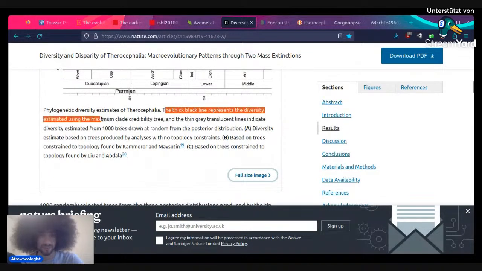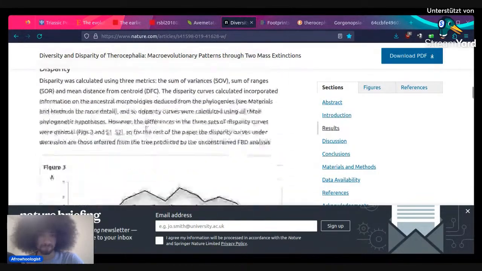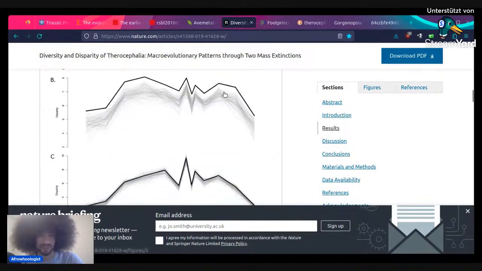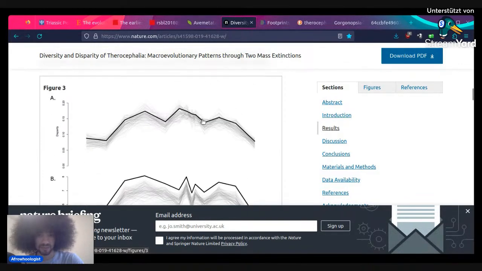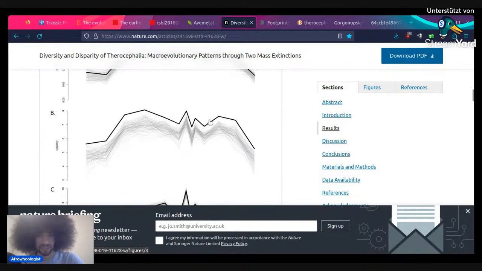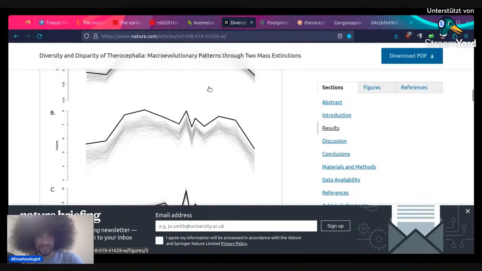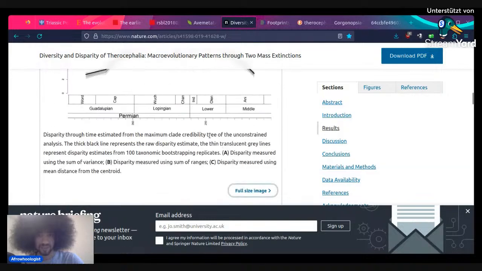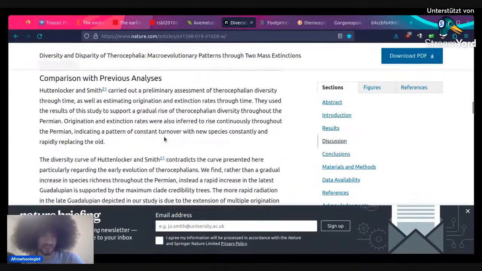Thin black line represents the diversity estimate using the maximum clade credibility tree. The thin gray translucent lines indicate diversity estimated from 1,000 trees drawn at random from the posterior distribution. So what caused it? What causes this disparity? What's caused this massive drop-off after we saw during the lower Triassic in these three figures another nice boom in diversity of these creatures, a peak, and then they just fall off in the middle Triassic. What happened in the middle Triassic to cause this?